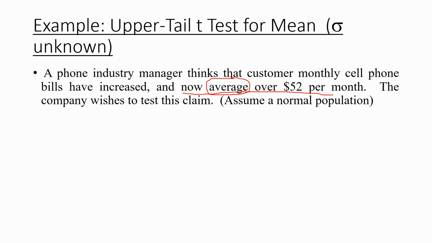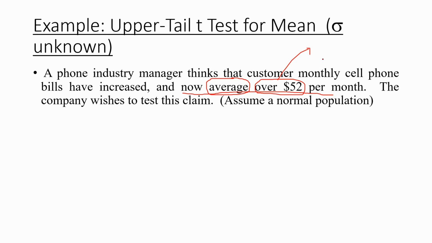Now look at this particular term, over $52 per month. That means this is actually giving you your H1. Why is that? Because in your H0, you always have to have the equal sign. And remember, the alternative hypothesis is what the researcher is always testing for. If you do not remember that, go back in the video and check it out. I mentioned that when we were talking about alternative hypothesis and null hypothesis. The alternative hypothesis is what the researcher always tries to test.